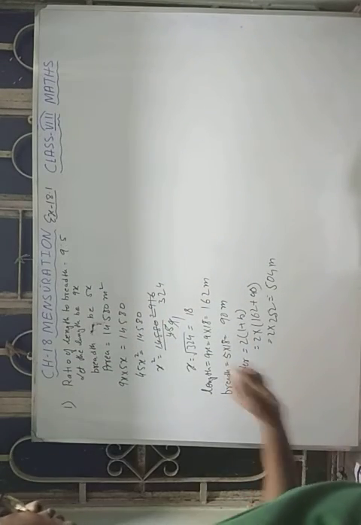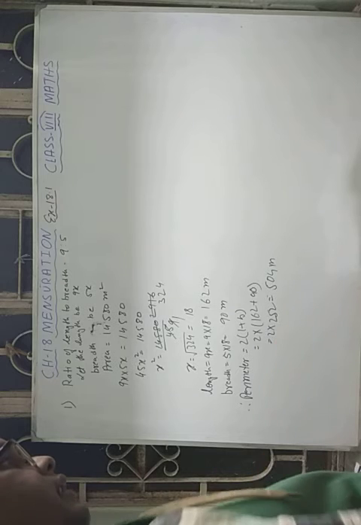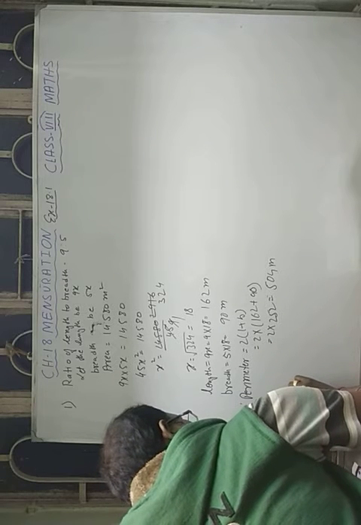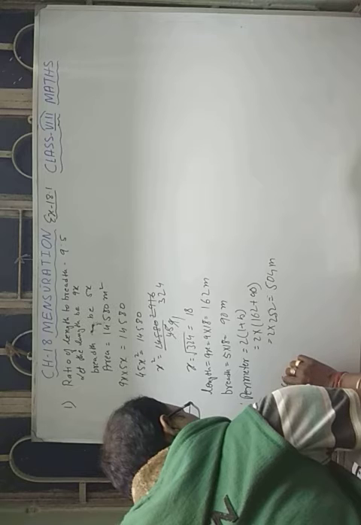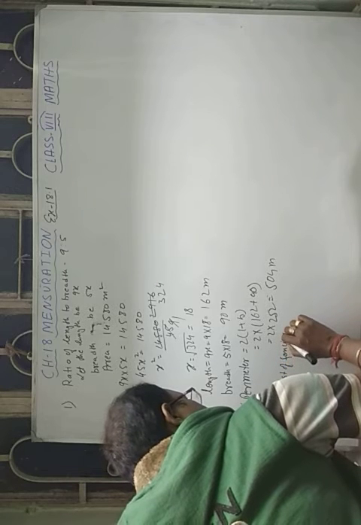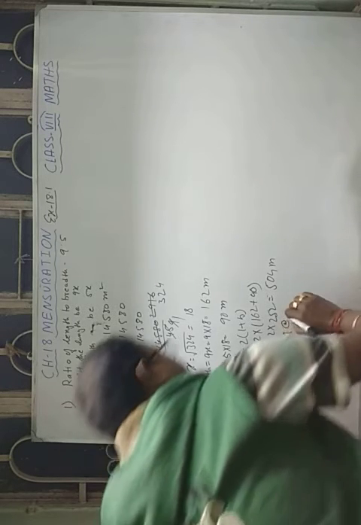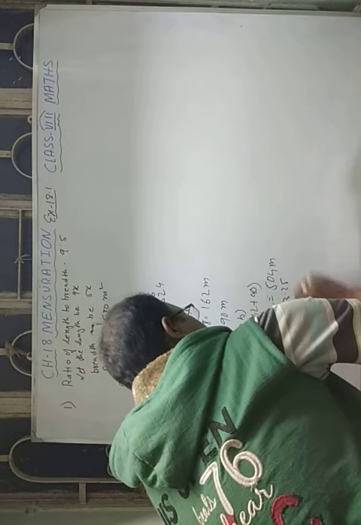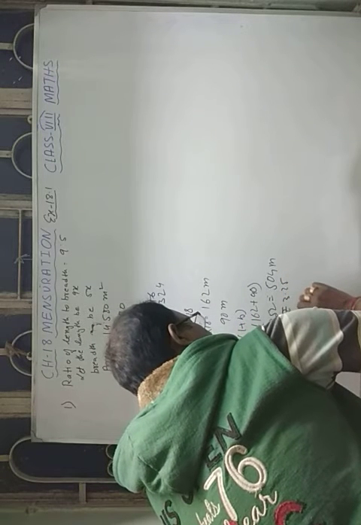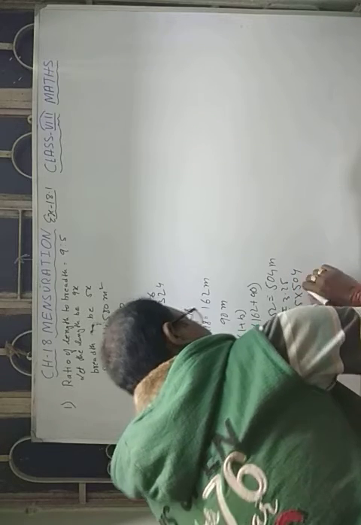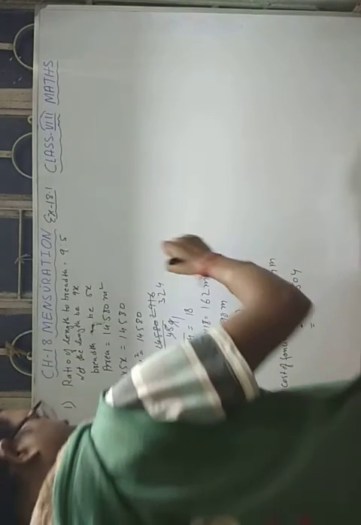Now you have to find the total cost at the rate of rupees 3.25. So therefore total cost of fencing at the rate of rupees 3.25 is equal to 3.25 into 504. Whatever answer you get, you just do the rough work.